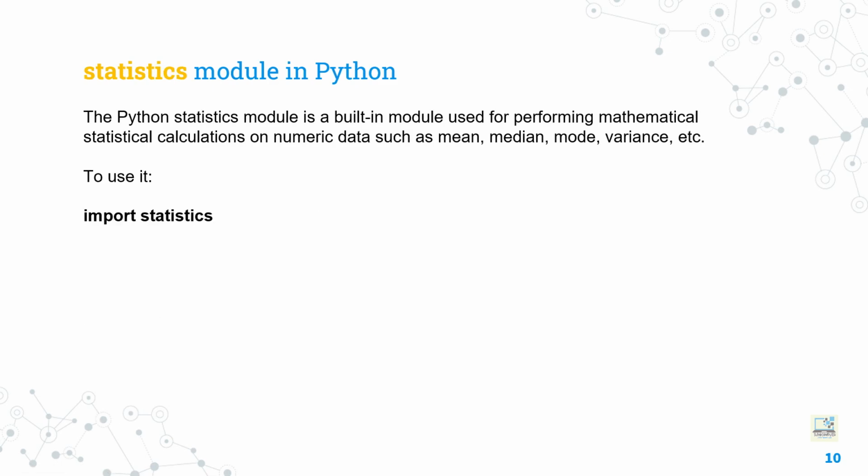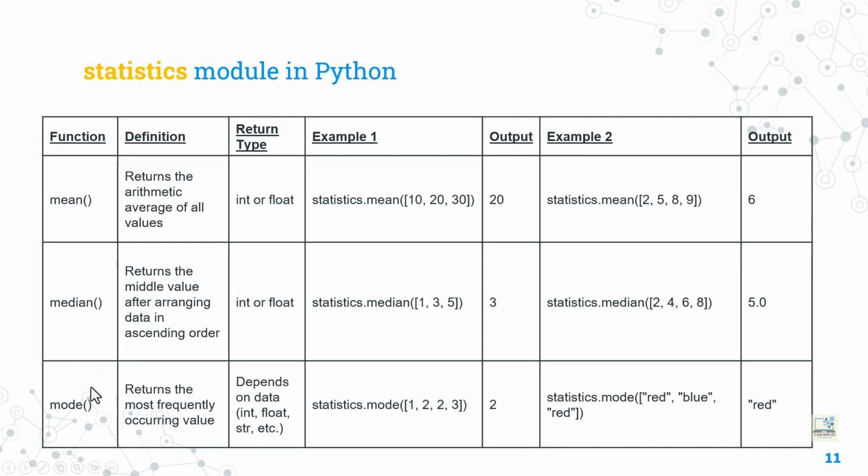Now I will be explaining the last module, which is the statistics module. So the Python statistics module is a built-in module which is used for performing mathematical statistical calculations on numeric data such as mean, median, mode, variance, all that. To use the statistics module, you have to write import statistics. So these are the three methods which I want to explain: mean, median, and mode.